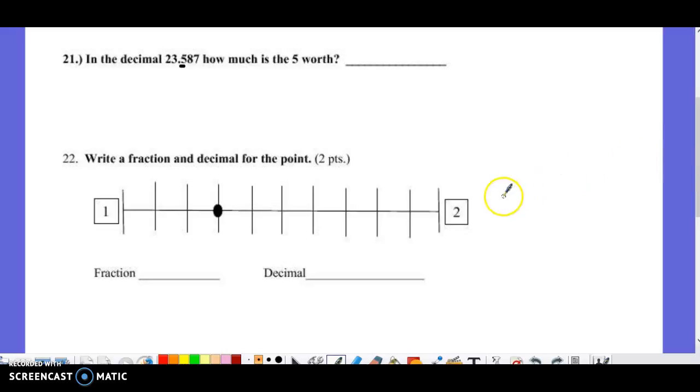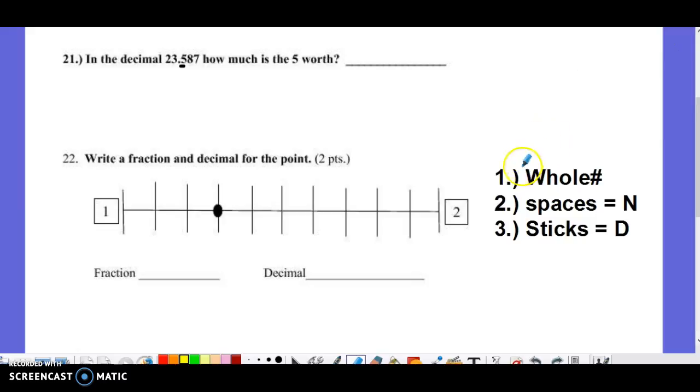This is the decimal on the number line question. Now, I want to remind you of the steps to solve a decimal on a number line. Here they are. Step 1, I've got to determine where the whole number is. Step 2, count all of the spaces from the first whole number, in this case which would be 1, all the way to the last whole number. And then step 3, count the sticks. And I kind of flip-flop these because the spaces actually would be the denominator. So let me change that up.